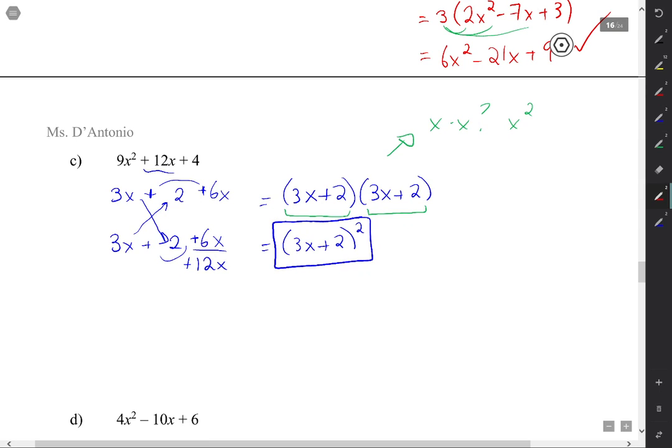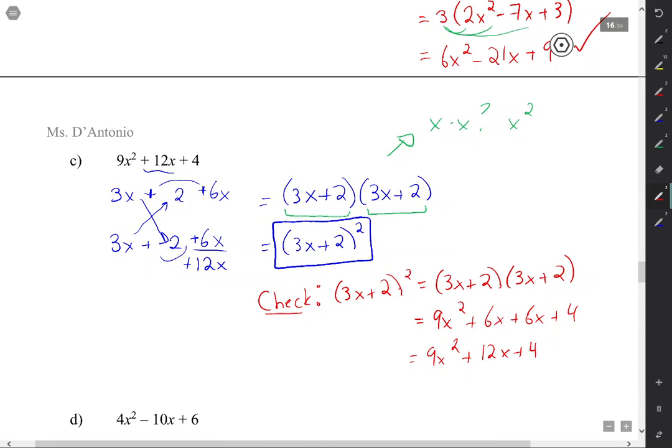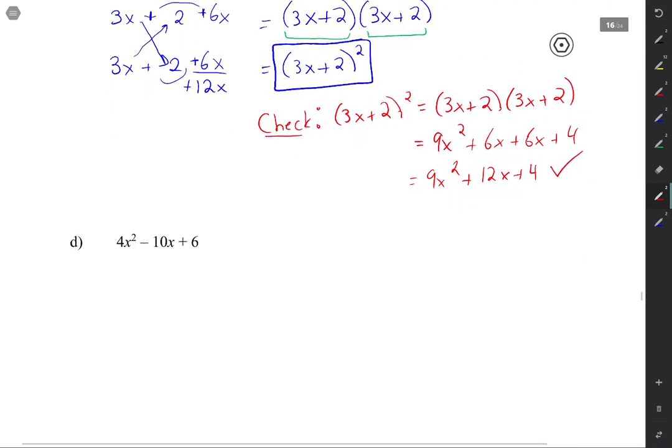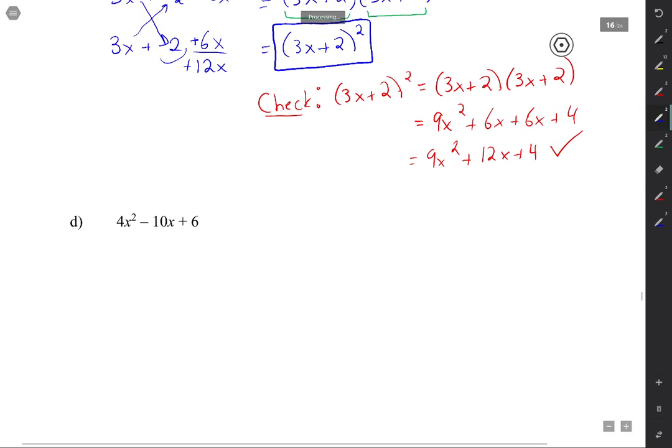And of course, we can check this by FOILing. So I'm going to do that and skip ahead. So there we go. I just checked it and I got the same thing as our original trinomial. Moving on to this example D.